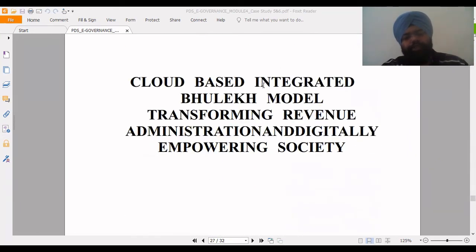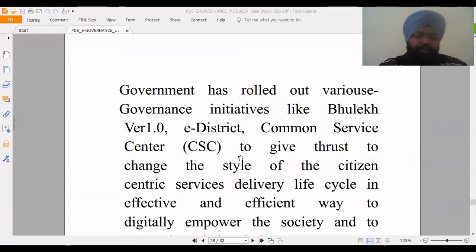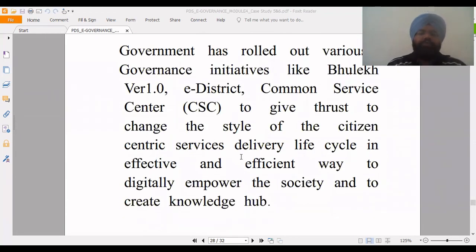So, a cloud-based integrated Bhulekh model transforming revenue administration and digitally empowering society. Government has rolled out various governance initiatives like Bhulekh version 1.0, e-district, Common Service Center, CSC, to change the style of the citizen-centric services delivery life cycle in an effective and efficient way, to digitally empower the society and to create a knowledge hub.